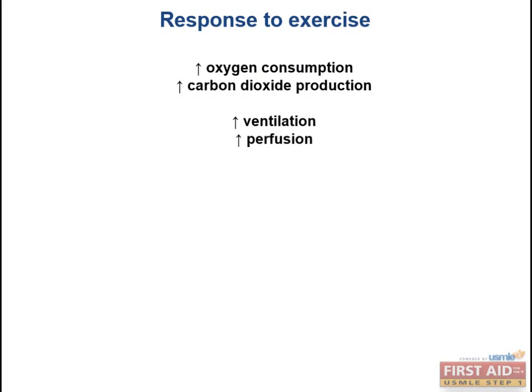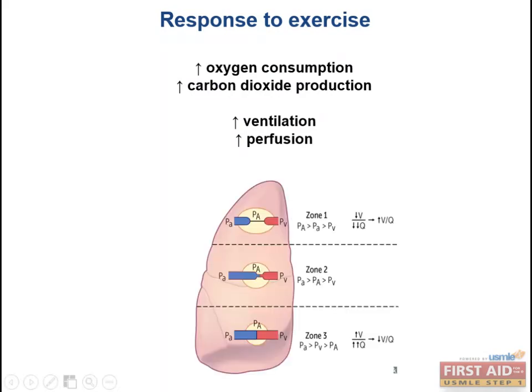Also, the VQ ratio from the apex to the bases of the lungs becomes more uniform. So exercise causes vasodilation and recruitment of the apical capillaries. So the pulmonary blood flow you see occurring in zone 3 occurs in the other zones as well, despite gravity's usual effect. As cardiac output increases, there's a proportional increase in pulmonary blood flow to support more efficient exchange of oxygen and carbon dioxide.